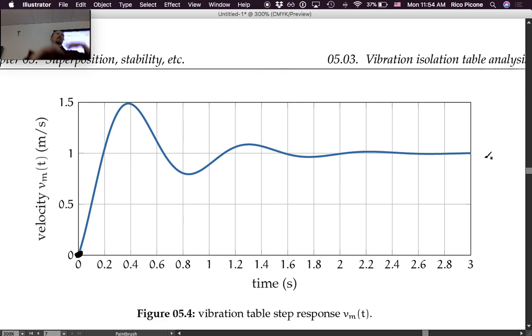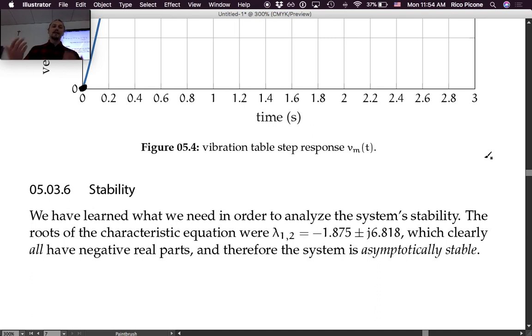Okay, the last thing to do was the stability, and we have learned what we need in order to analyze the stability. The roots of the characteristic equation were this, which clearly all have negative real parts. So that was what we needed to test for stability: the real parts of the roots of the characteristic equation. They're all negative, and therefore the system is asymptotically stable. If even one of them had been positive, it would be unstable.